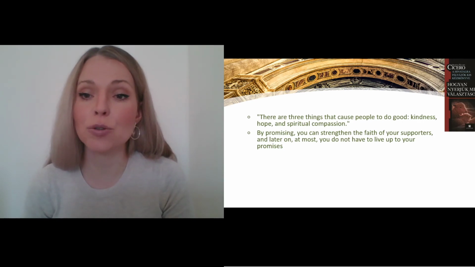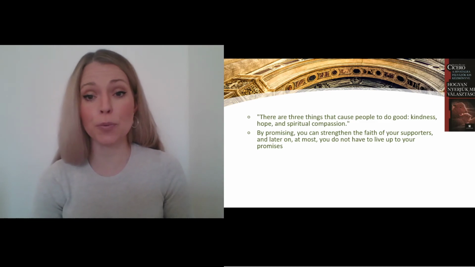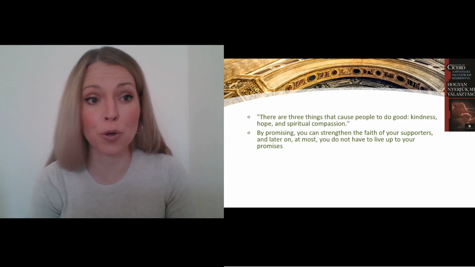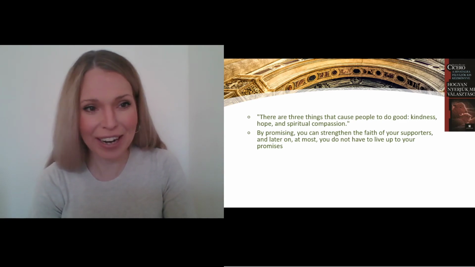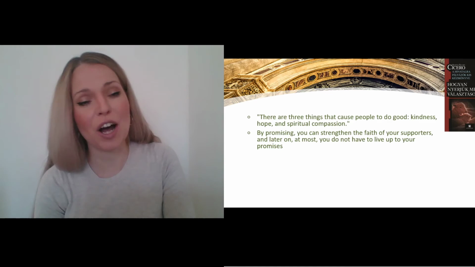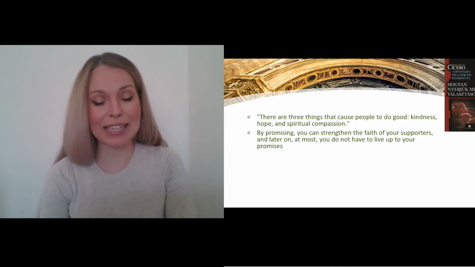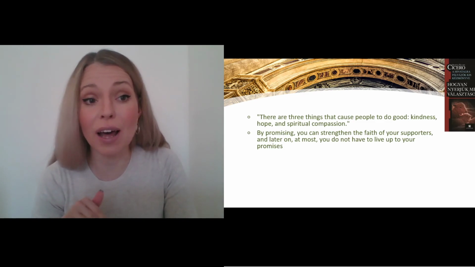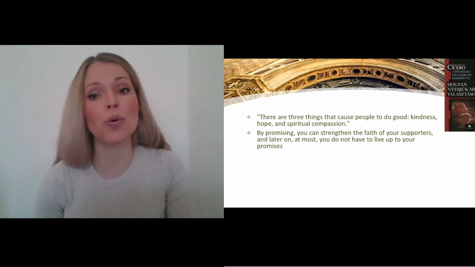By promising, you can strengthen the faith of your supporters, and later on, at most, you do not have to live up to your promises. Isn't this crazy? Half or more than half of the political promises that a political party lists before the elections never get realized. At least half, but maybe more.